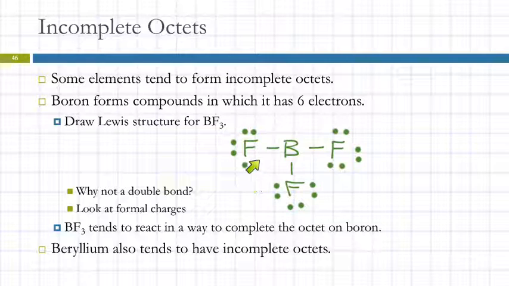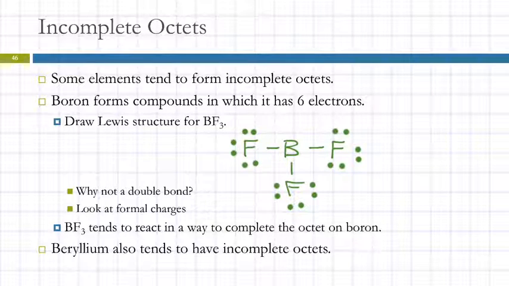These two still have 0 formal charges. This one has a 0 formal charge. Brought 7, leaves with 7. The boron brought 3 and leaves with 3. 0 formal charges. This is better, even though it violates the octet rule.